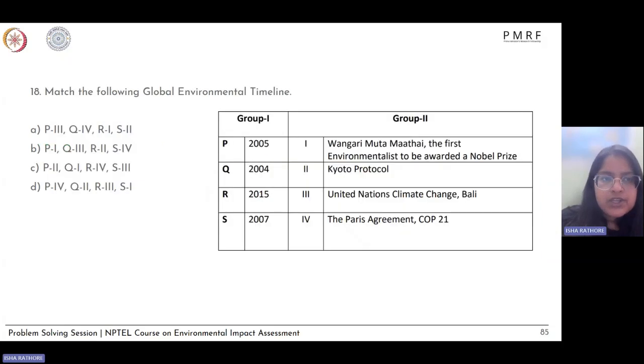Moving on to the next question. Match the following global environment timeline. So we have different years and we have events which have happened in these years. So you need to match group A with group B.